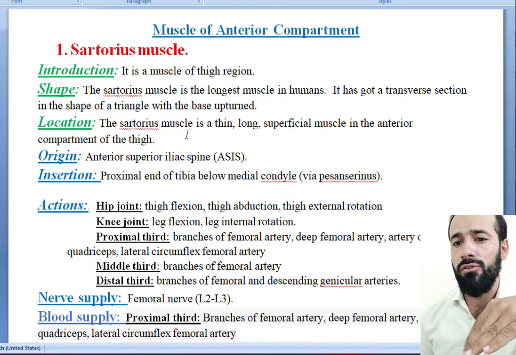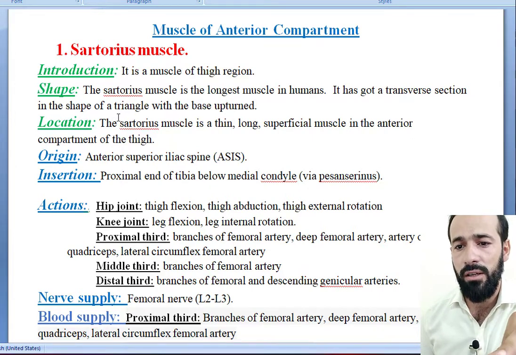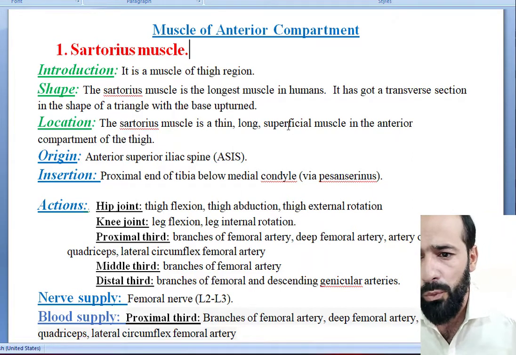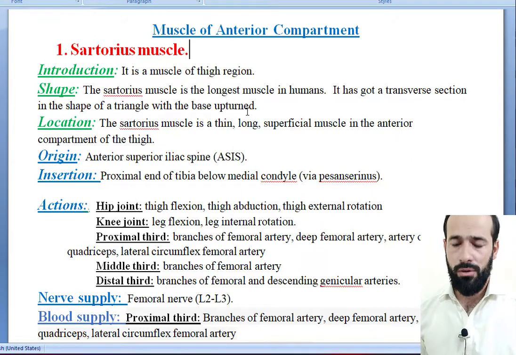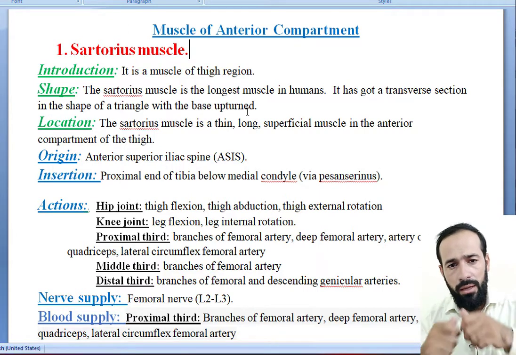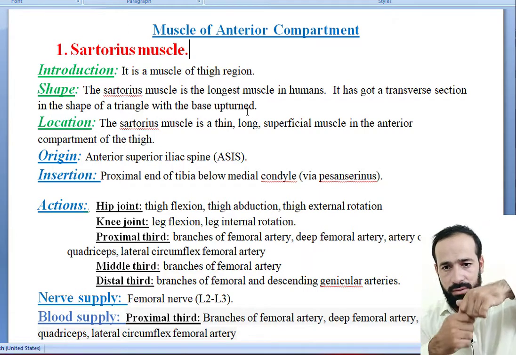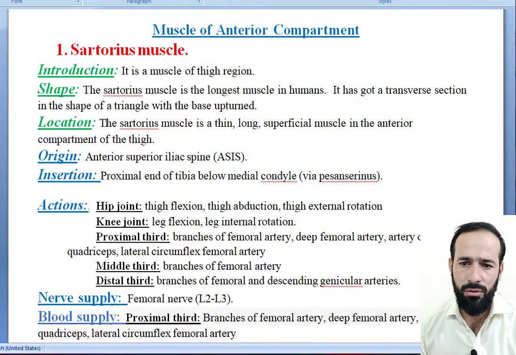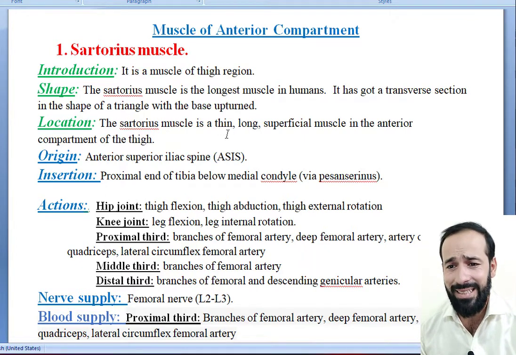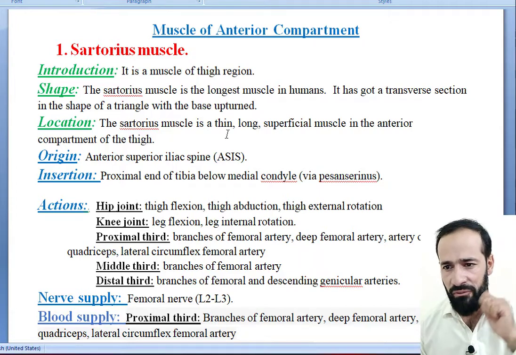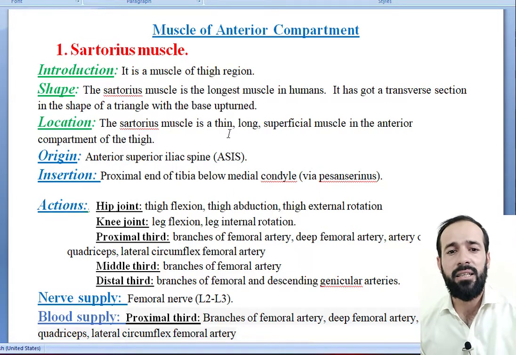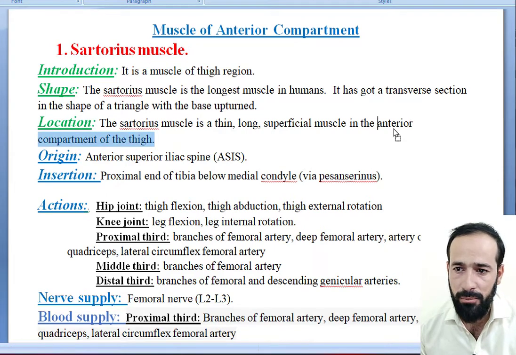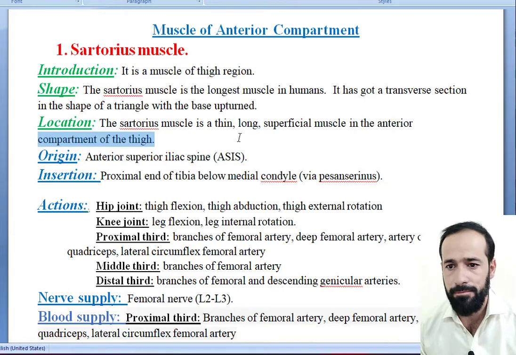It has a transverse section in the shape of a triangle, with the base upturned, right? And lengthwise, if you see, it's a strap-like muscle. Where is it located? The Sartorius muscle is a thin, long, superficial muscle in the anterior compartment of your thigh. So the Sartorius muscle is located in the anterior compartment of your thigh region.